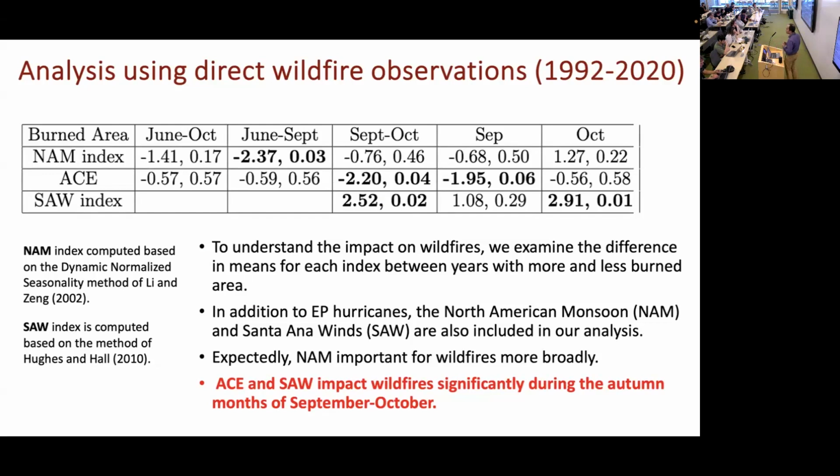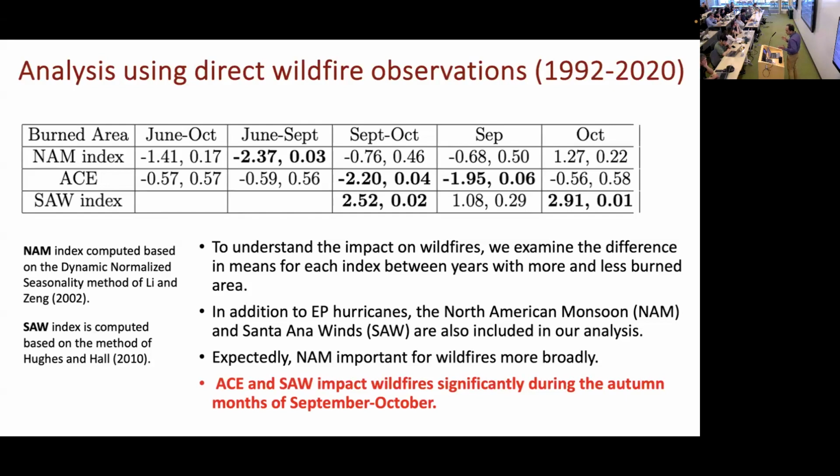And we also looked at the Santa Ana winds, which are well known to modulate wildfires, especially in the autumn season. So in this table, what is shown is for each of those parameters and for each period during the warm season, the T value and the P value for difference of means between years with less and more wildfires. And the values in bold indicate statistically significant differences, and also negative values indicate a negative influence on wildfires, and positive values indicate a positive influence on wildfires.